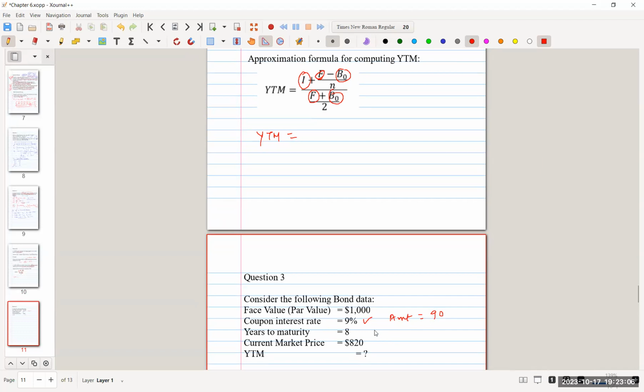Right. We need the face value. This is $1,000. We need the price of the bond, which is $820. Right. And we need to compute the YTM. Let's just plug in the numbers and see how the formula looks, and then your calculator can do the rest.